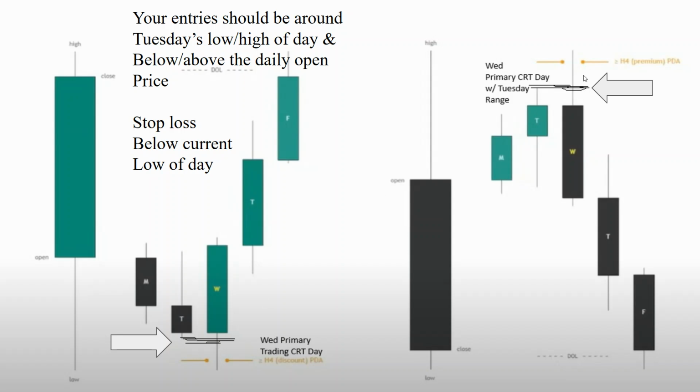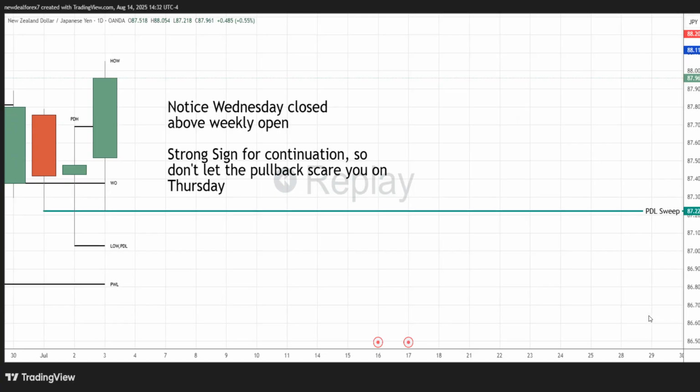Some ranges will be bigger than others, but again, see where this line is? Your entry is either right here or above the daily open. And then bang, you're going to get all of that if you get the direction right. So let's take a look at some examples here.